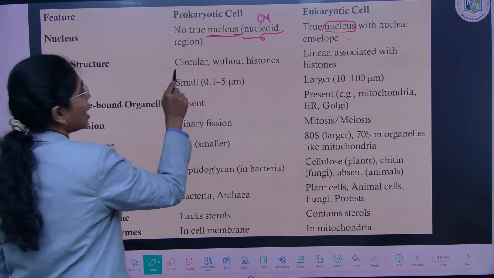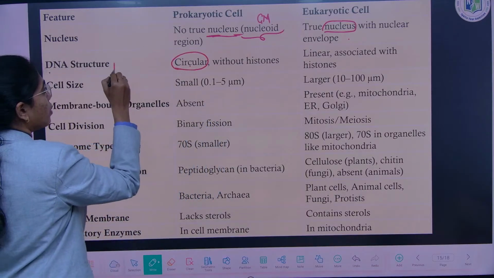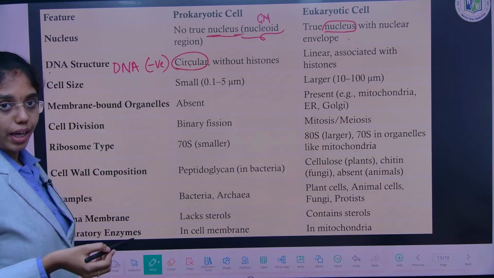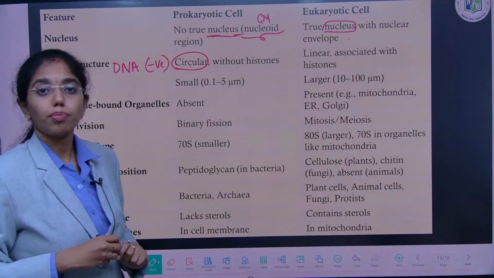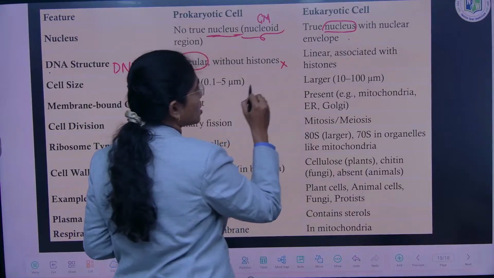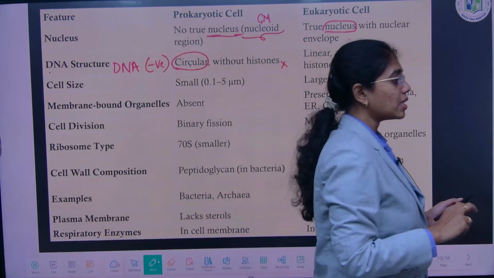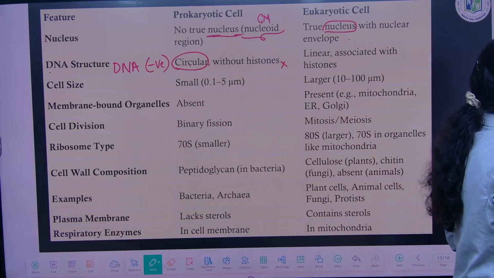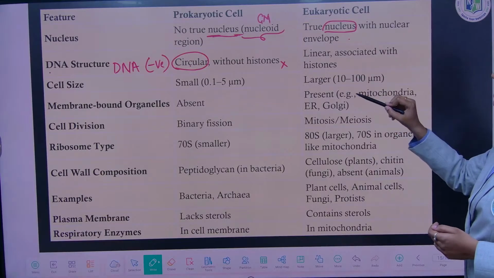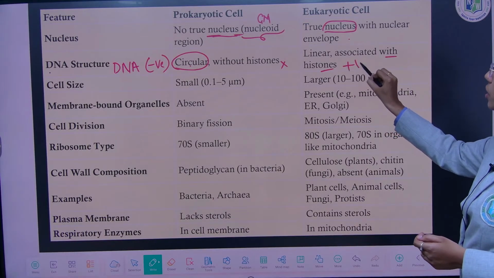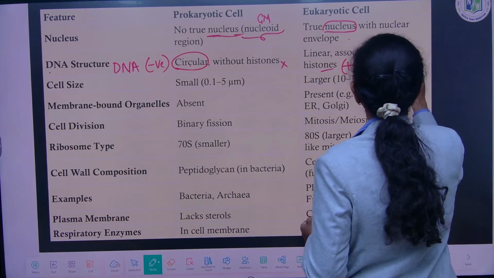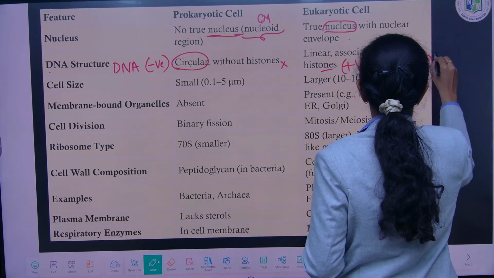Next, DNA structure is circular. DNA is negatively charged. For DNA condensation to take place, it has to get associated with positively charged histone proteins. But in a prokaryotic cell, histone proteins are absent. In a eukaryotic cell, the DNA is linear and it is associated with positively charged histone proteins. Histones are composed of the amino acids lysine and arginine.